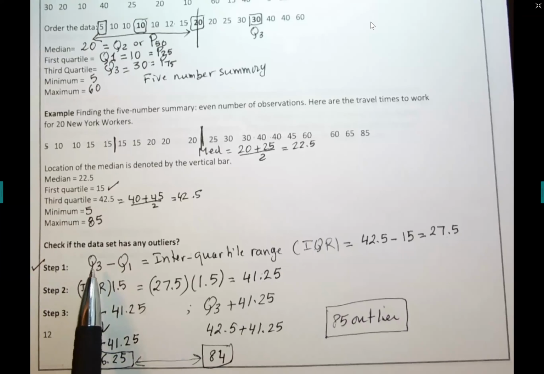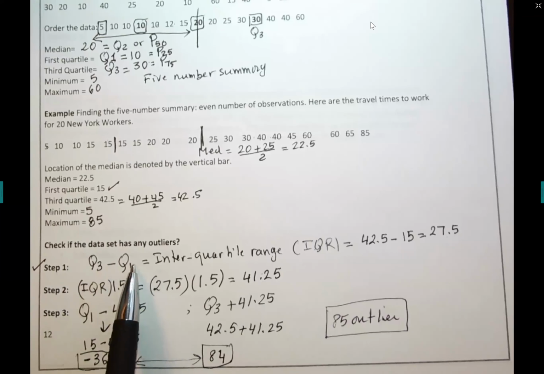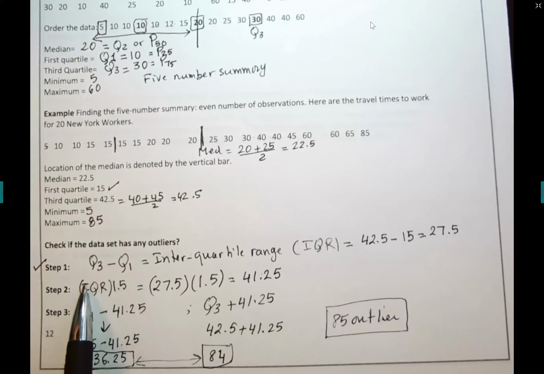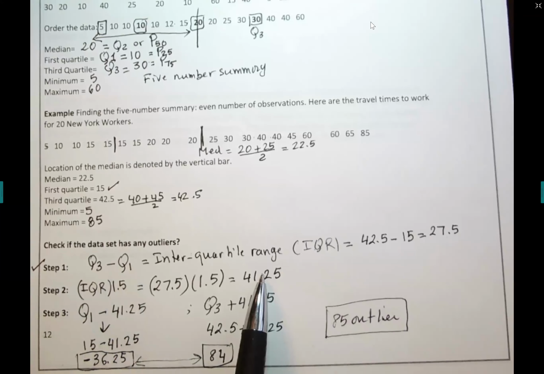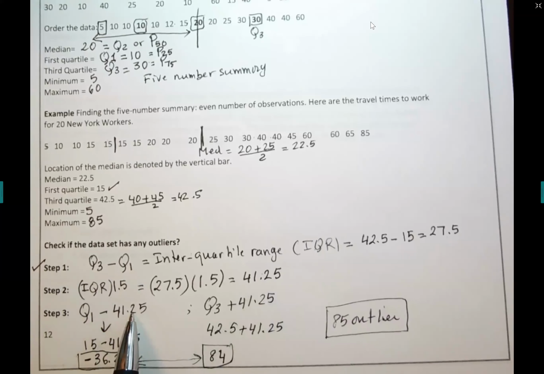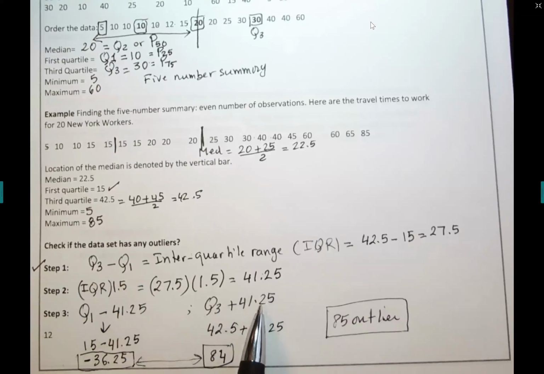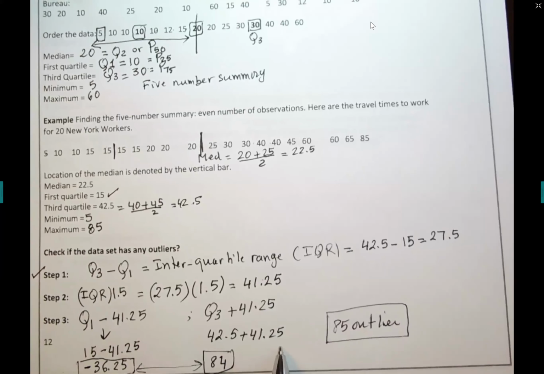So the steps again, guys: Q3 minus Q1, you find it. Whatever you get, you multiply by 1.5. Then you take Q1 and subtract the answer in step 2. Then you take Q3 and add the answer from step 2. You get two numbers. All values that fall between the two numbers are not outliers, and all values that fall below the first number and above the second one are outliers.